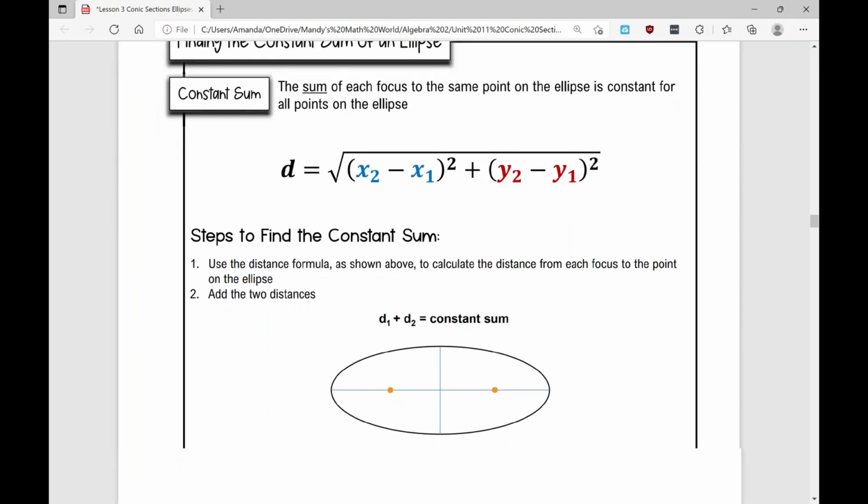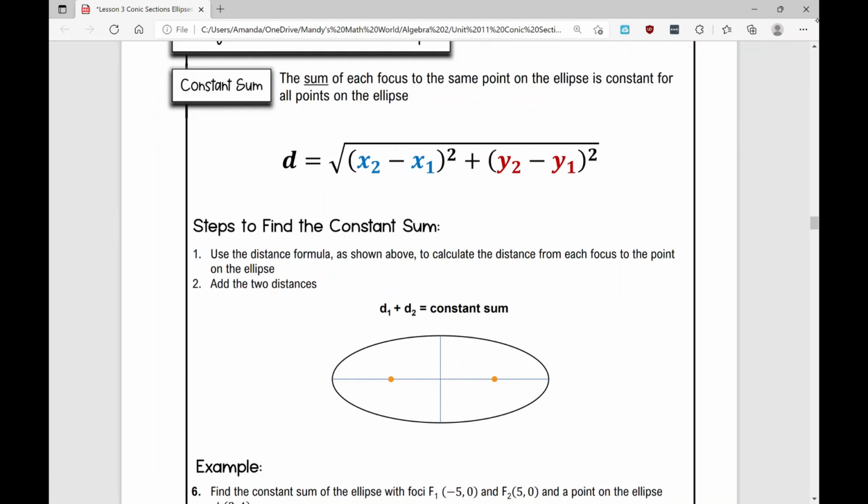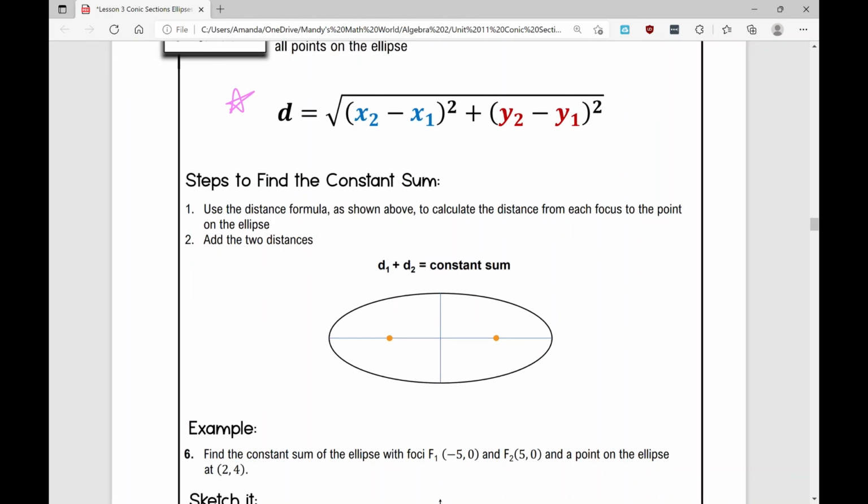So what we're going to do is use the distance formula, which I've shown above, to calculate the distance from each focus to the point on the ellipse. If you need a refresher on distance and you didn't watch the first video in this unit, I'll put a card in the upper right corner of the screen that links you to how to use the distance formula. You may recall it from geometry. Then we'll add the two distances.